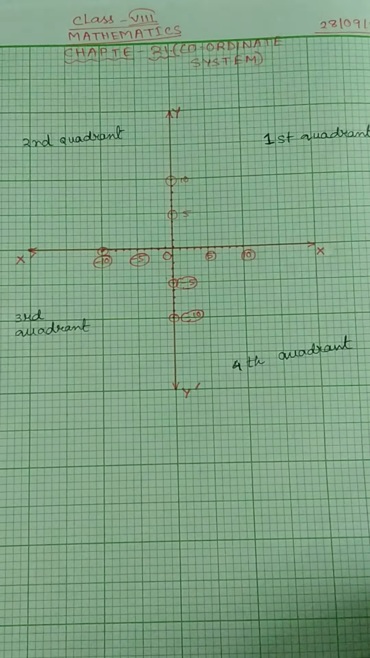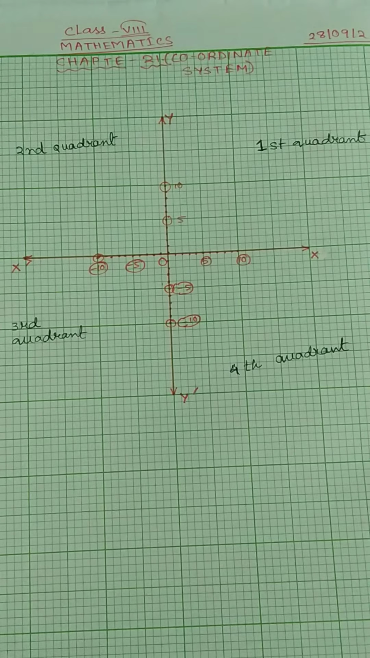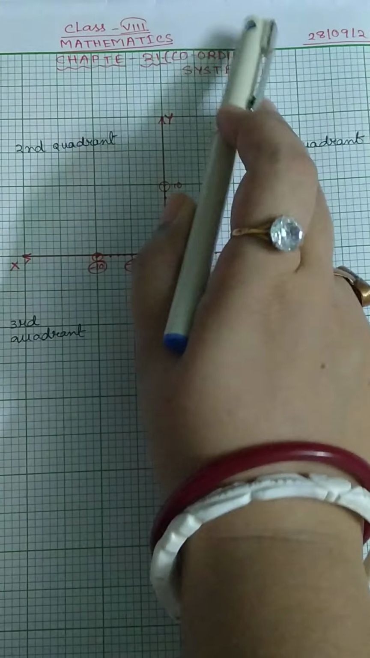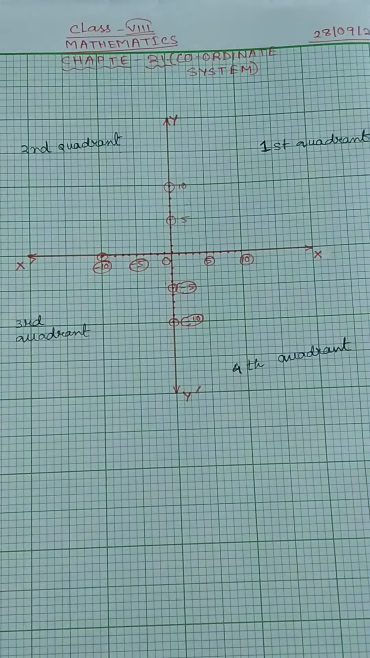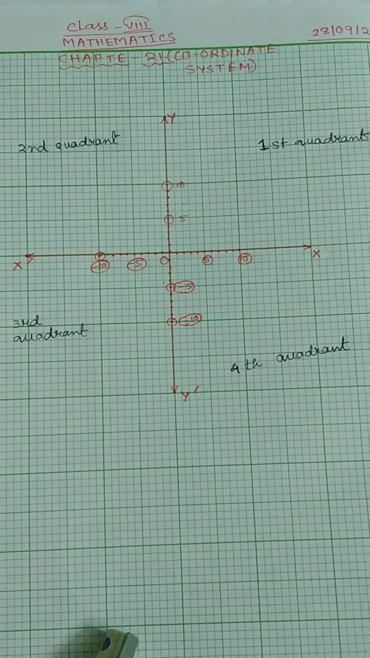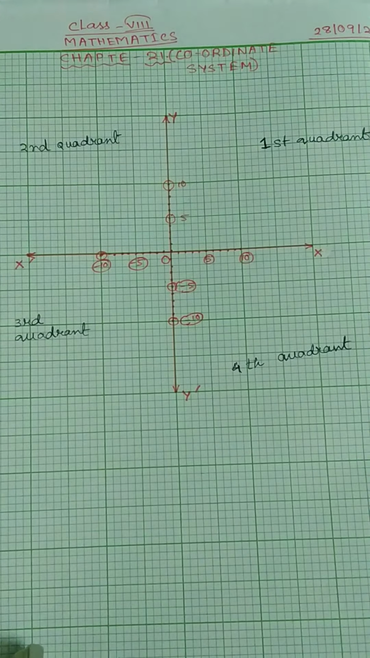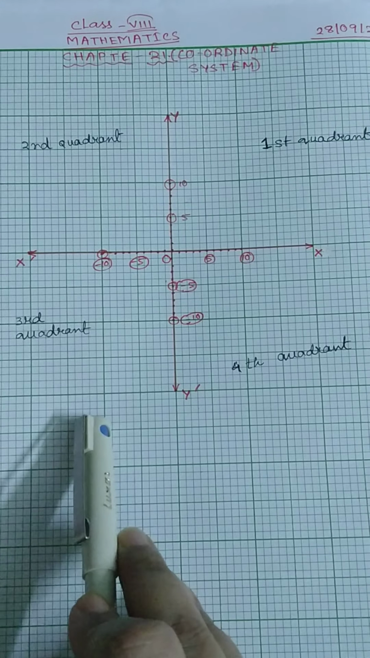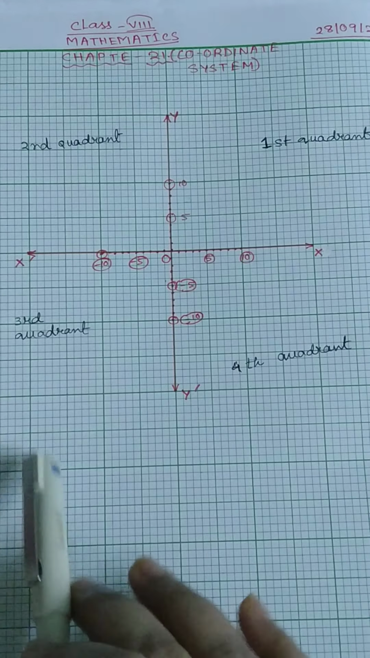Today we are going to discuss a totally new and very interesting thing that is known as coordinate system. This paper you can see in grid form is called graph paper. Now what is the use of this paper? We use this to locate any point, to understand the location of any point.